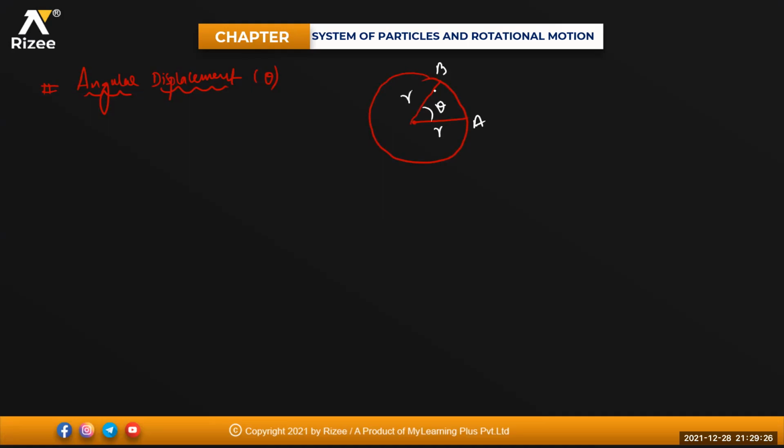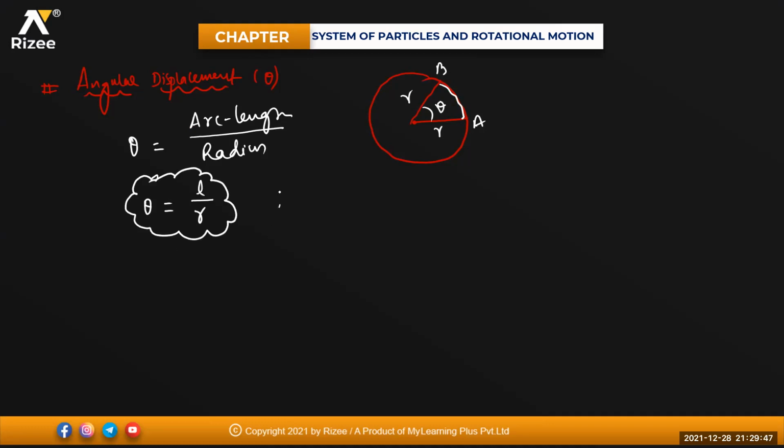This is the radius r, this is your radius r, this is your arc length. So theta, the angle, will be equal to arc length divided by radius. So theta is equal to L divided by R, or L is equal to R into theta. This is your L from A to B. So how do you define an angle, beta? Theta is equal to arc length divided by radius. And one more term we need to remember.